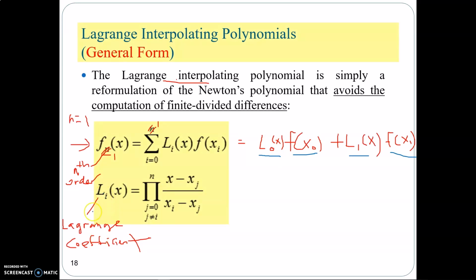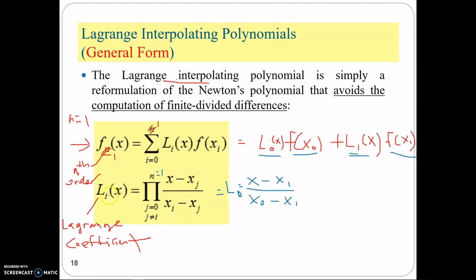To compute the L, which is the Lagrange coefficient, substitute the i here to be 0. So i in this case is 0, you substitute all the i to be 0. Then your i must be not equal to j. So when your i is 0, your j must be 1. So we substitute j here equal to 1. And your n is the order, which is 1. Therefore, we obtain L0 equal to x minus x1 divided by x0 minus x1.